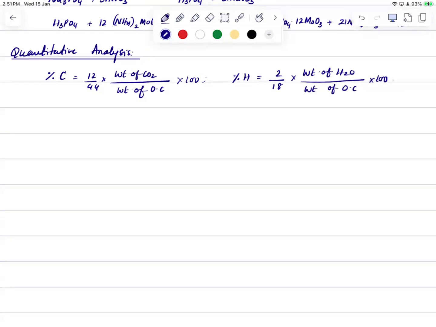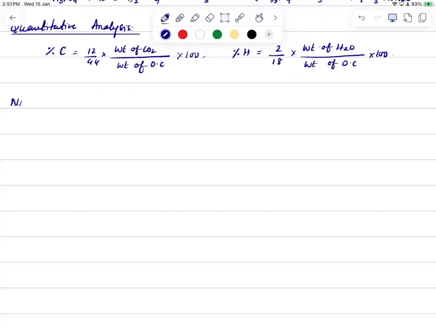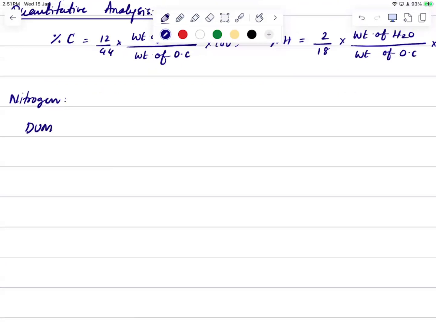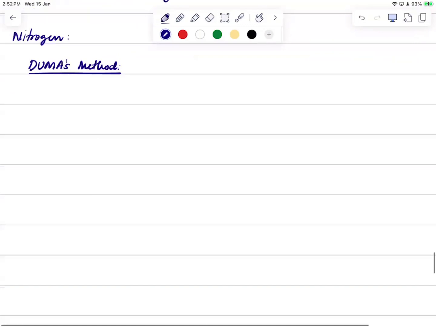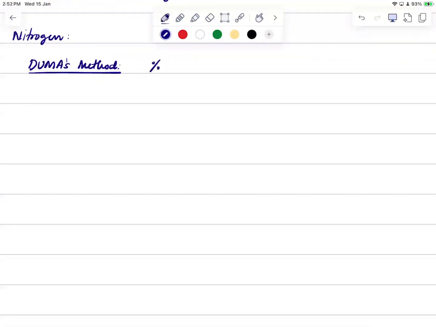Now, in case of nitrogen, we have two methods. One is the Dumas method. The other one is Geldahl's method. For the Dumas method, we pass the oxides of nitrogen over copper and convert everything into N2 gas. This N2 gas is first collected in a nitrometer, and from there percentage nitrogen is found.